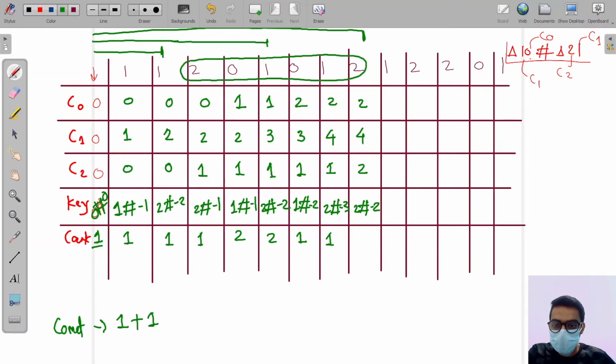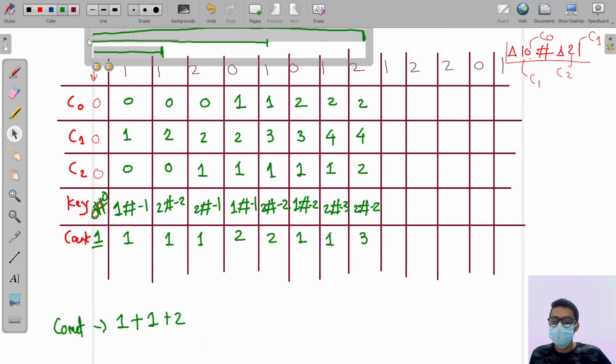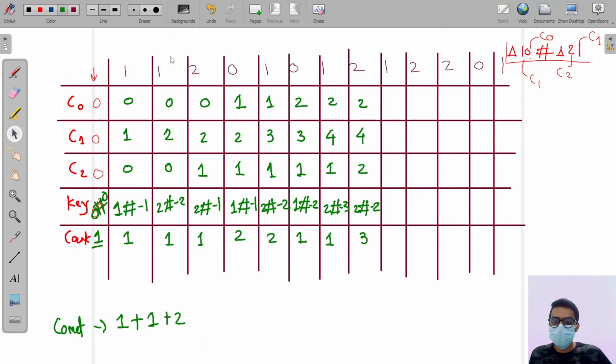From this point to this point, we got a subarray that contains an equal number of zeros, ones, and twos. So 0 occurs 2 times, 2 occurs 2 times, 1 occurs 1 time. From this point to this point, we got another subarray with an equal number of zeros, ones, and twos. So the count of this key that is already present in our map is 2, and we update the count of this key to 3. This key appears for the third time.